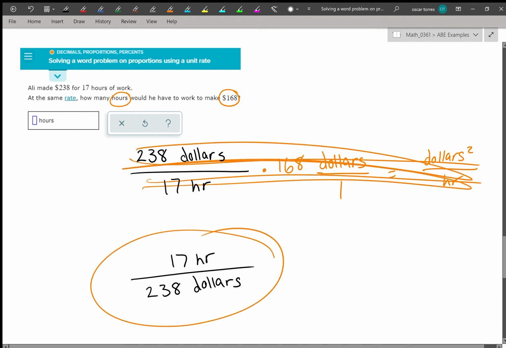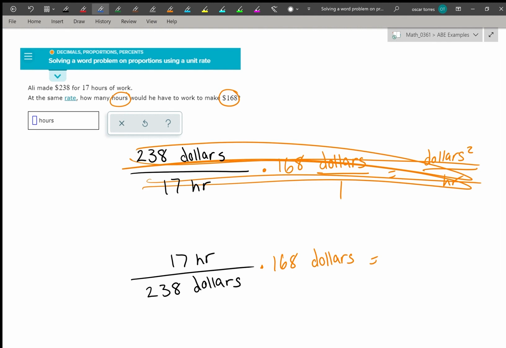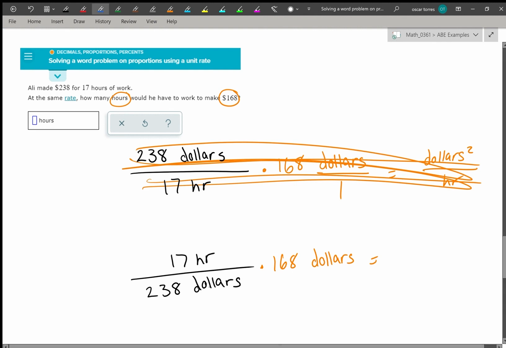So we're not looking for dollars squared per hour, so we're not going to be using this first expression. Instead, we're going to be using this one. So now we're going to multiply this by $168, and we're going to look at the units. After I set it up, if I look at where the dollars are, there's the dollars in the denominator and there's the dollars in the numerator, if we think of it as being over 1. So these dollars are going to cancel out, and it'll leave us with a unit in hours, which is exactly what the problem is asking us for.